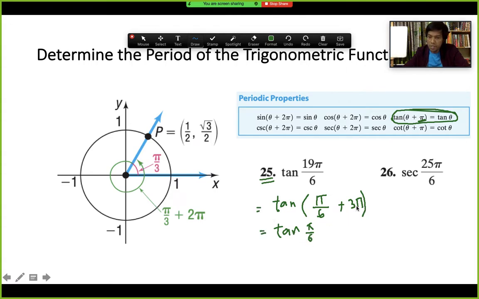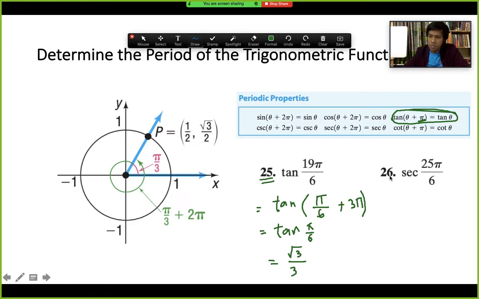Why are we not writing the 3 pi? Because the value will repeat, so it is not necessary at all. So this is tan pi by 6, which means tan 30 degrees. The tan 30 degree value is 1 by root 3 or root 3 by 3, whichever you prefer. According to our book, we will write root 3 by 3 because we have to rationalize the denominator, that's why.